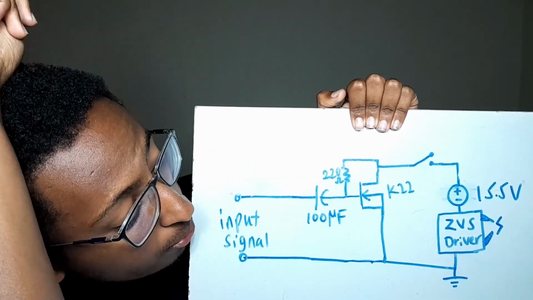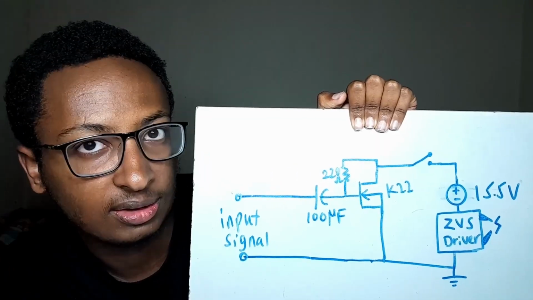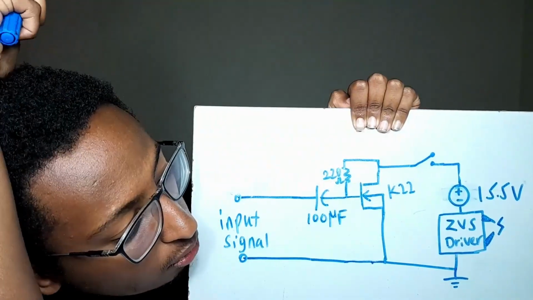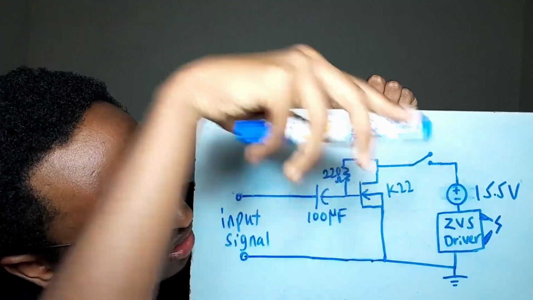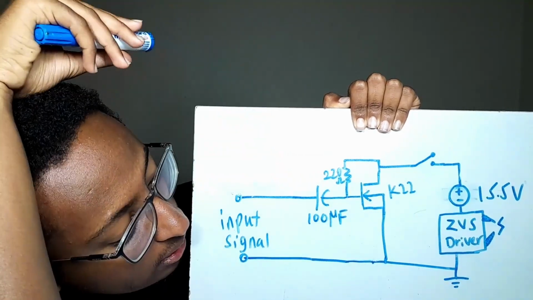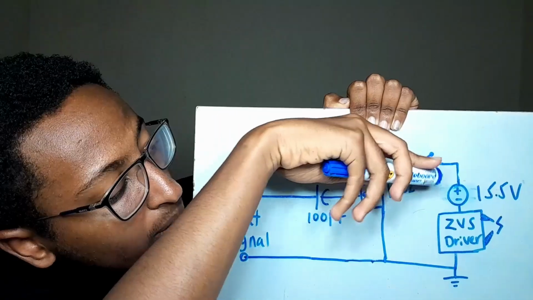Now here are the main changes. Here, instead of using BJT, I'm gonna be using a MOSFET because of its low resistance. So I'm gonna be using MOSFET, and I replaced the power voltage with 15.5 volts and connected it to my ZVS driver over here. And here you can see the components, 100 microfarad, 220 ohm, and I put in a switch.